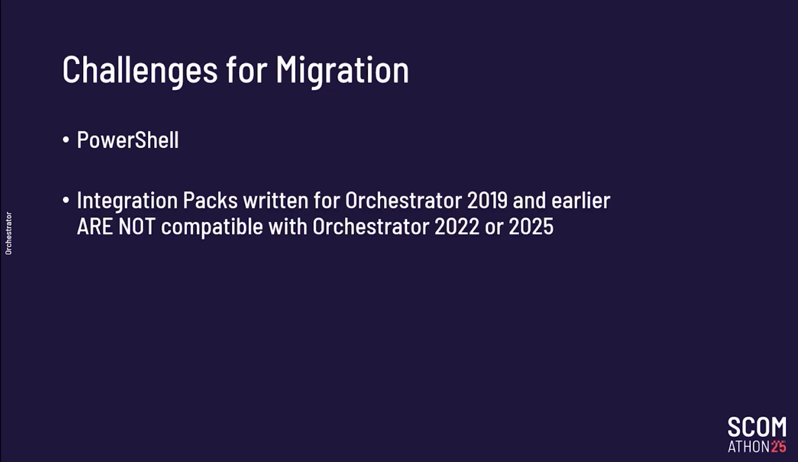The other challenge is integration packs. Any integration packs written for Orchestrator 2019 and earlier are not compatible with Orchestrator 2022 or 2025. That is because they were written for a 32-bit application. Being a 64-bit application, all of the DLLs, drivers, and memory space are completely different for these new versions of Orchestrator, so old IPs will not work.